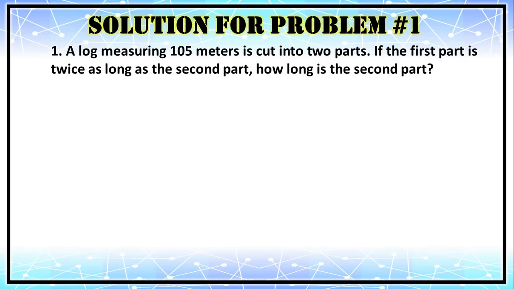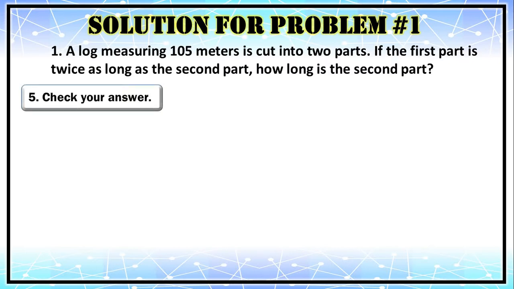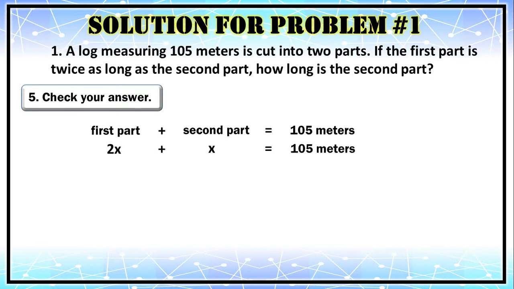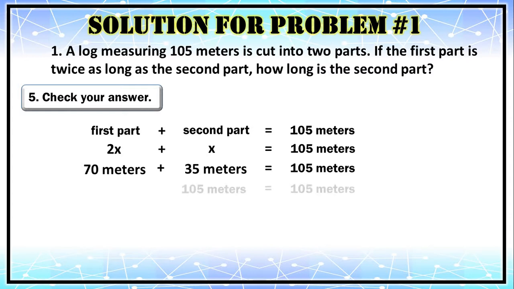Step number 5 is to check our answer. We use our equation: first part plus second part is equal to 105 meters, or 2x + x = 105 meters, and then substitute the values. It becomes 70 meters + 35 meters = 105 meters, and 105 meters is equal to 105 meters, and that is true. Therefore, our answer is correct.